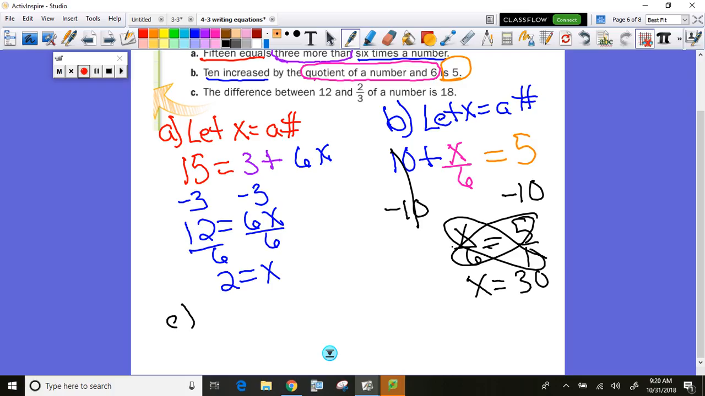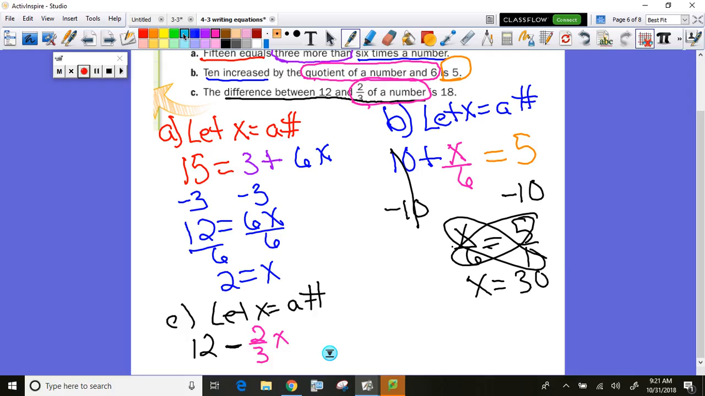Letter C. It says the difference between 12 and 2/3 of a number is 18. So again, I'm going to let x equal a number. The difference between 12 and 2/3 of a number. So that means I'm doing 12 minus 2/3 of a number, which is 2/3 x. And then, of course, the magical part is 18 equals 18.